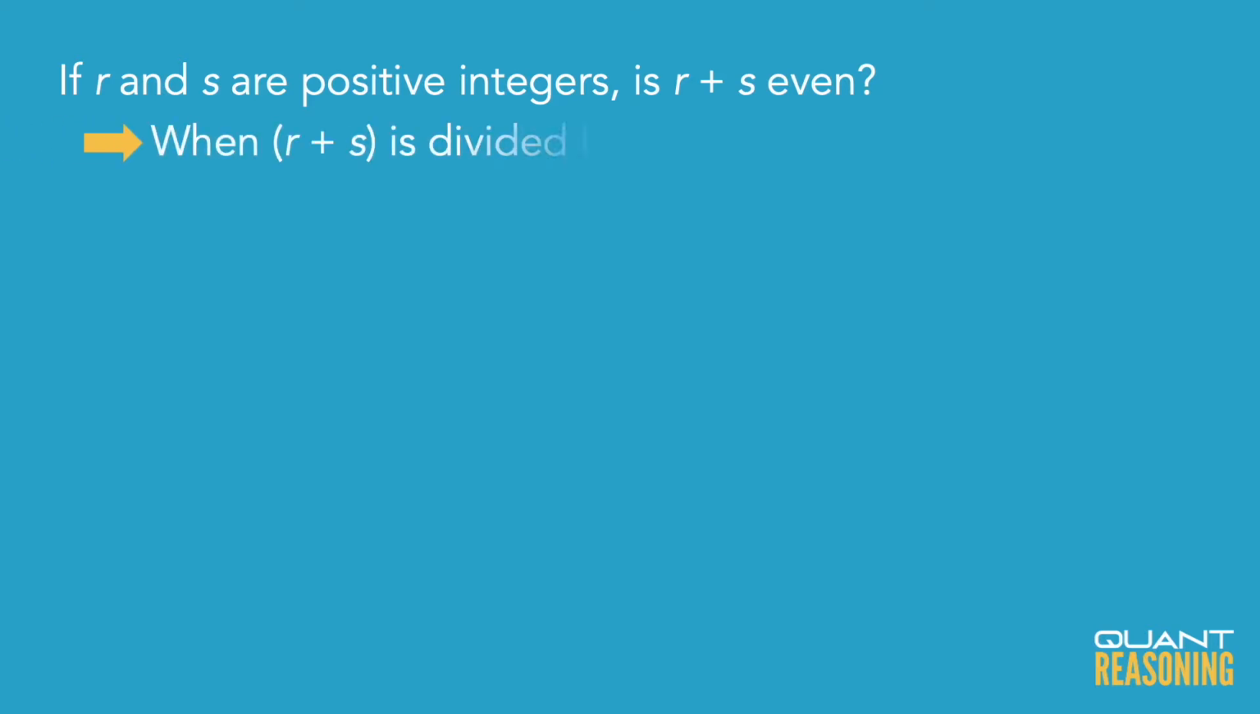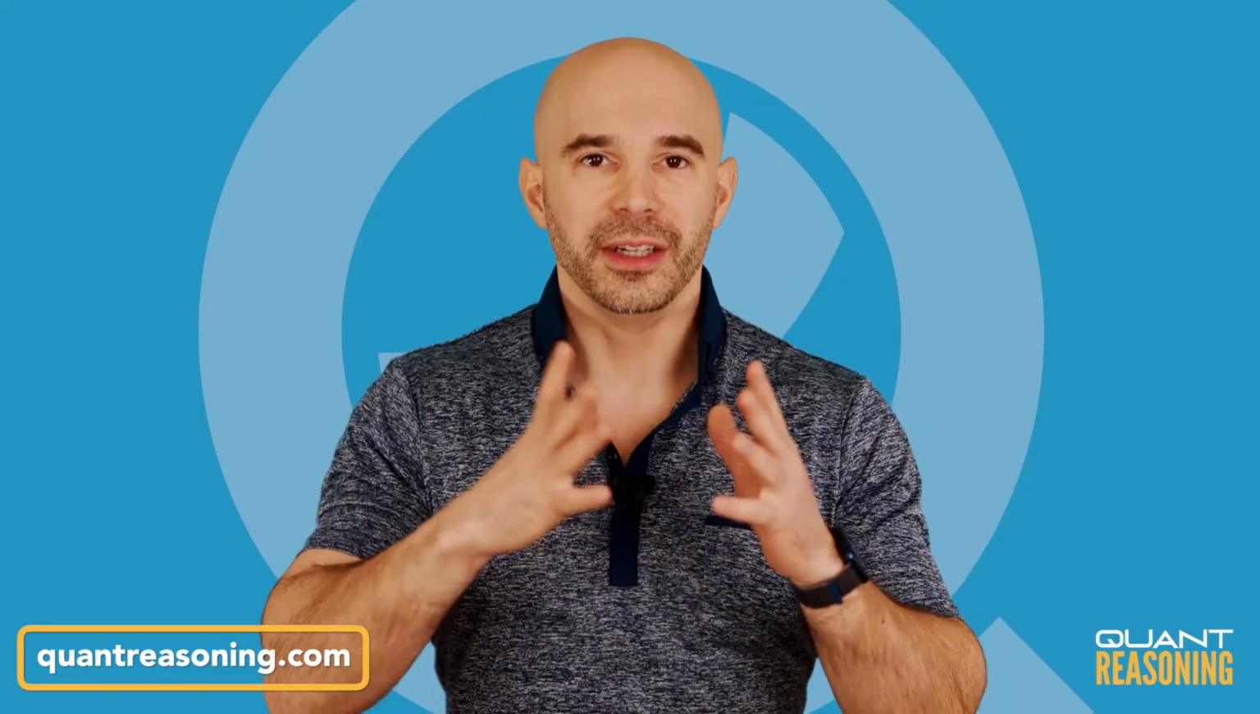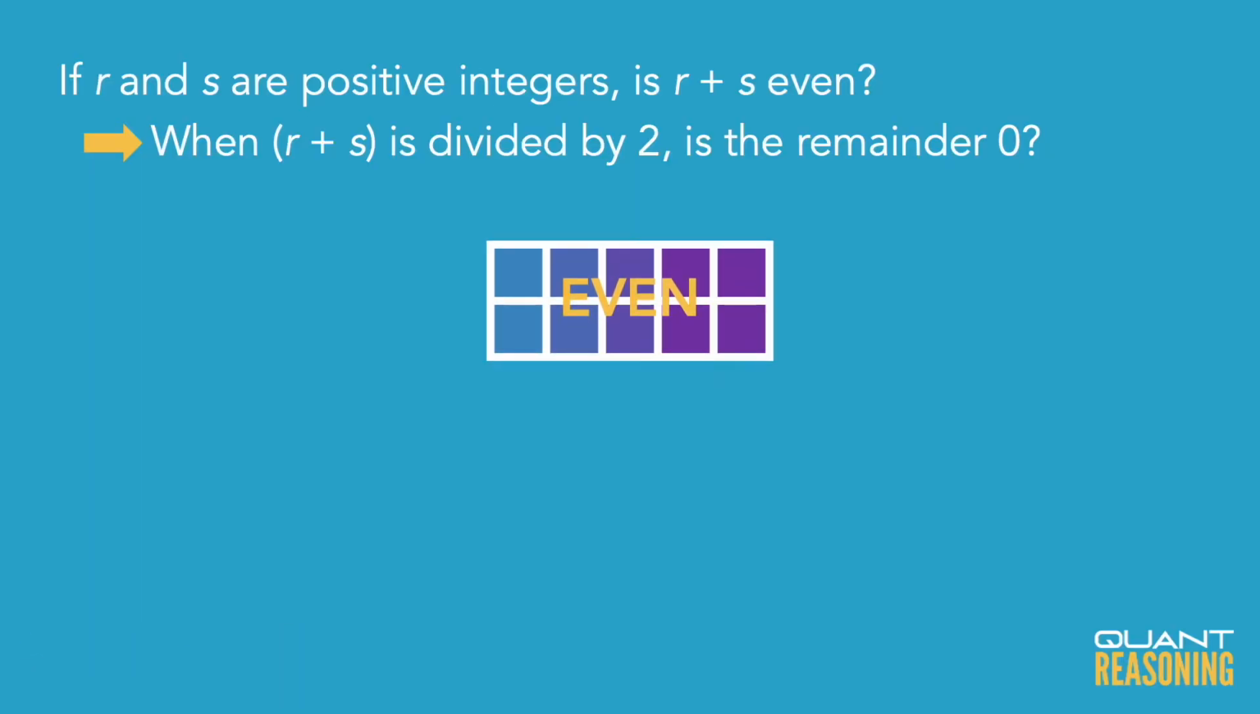Now, when the divisor is 2, the remainder is going to be either 0 or 1. Those are the only options. That's why we invented the words odd and even, because in the world of divisibility by 2, there's only two options. Either the remainder is 0, meaning the number is even, or the remainder is 1, meaning the number is odd.